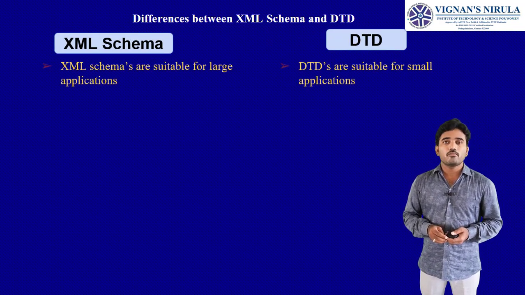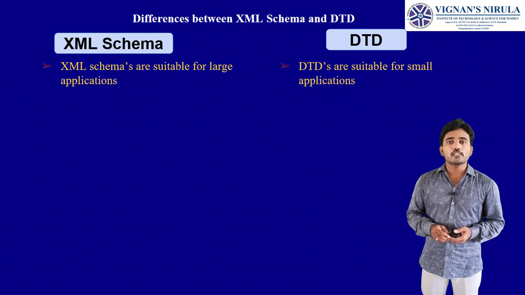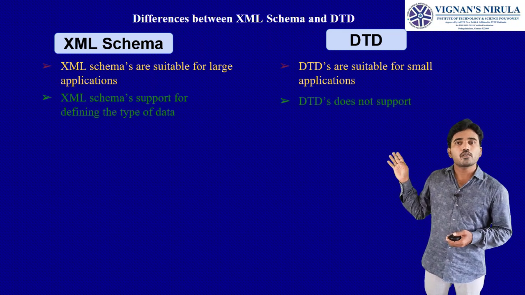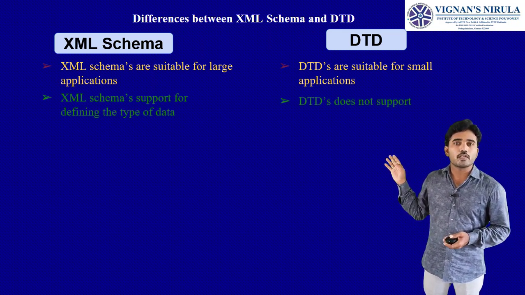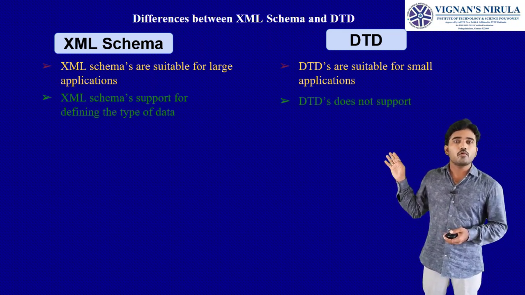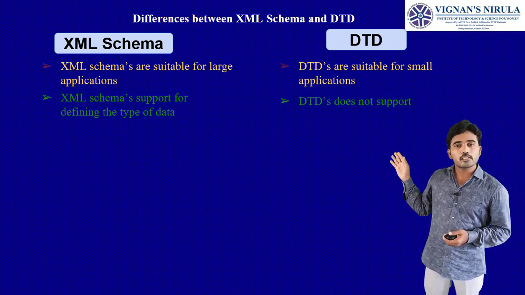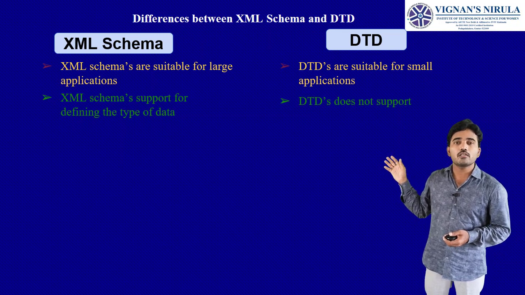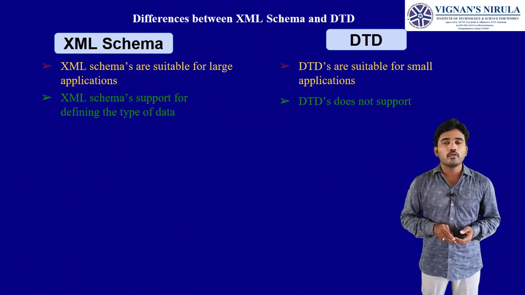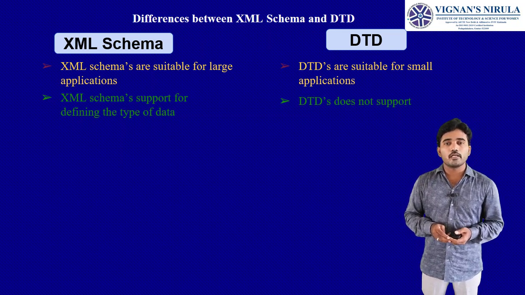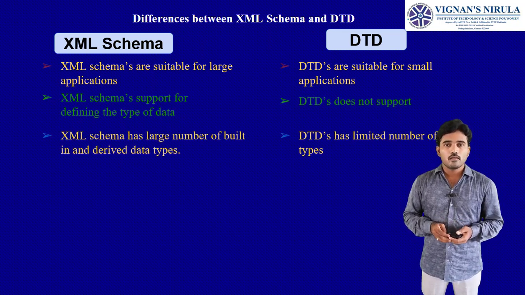Coming to the first difference, XML schemas are suitable for large applications, whereas DTDs are suitable for small applications. And XML schema supports defining the type of the data, whereas DTDs do not support it. Why am I saying that? Because in DTD we will have only two, that is character data or else parsed character data. But coming to the XML schema, it consists of different types of data which we discussed recently.